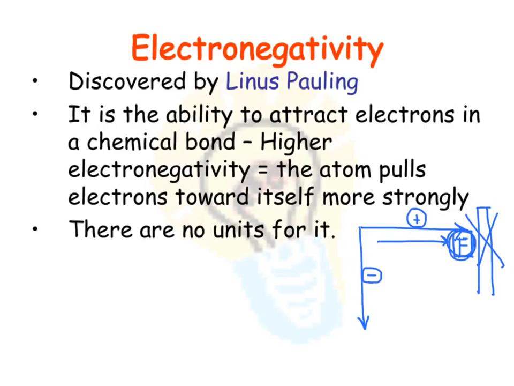Fluorine pulls the hardest. It's got 7. It really just wants one more. It's going to tend to pull one towards it. As you go way down here, these didn't have much of an attraction for electrons at all. They actually were much more active and ready to give them away. So these down here, like cesium and francium, are going to have the lowest electronegativity.